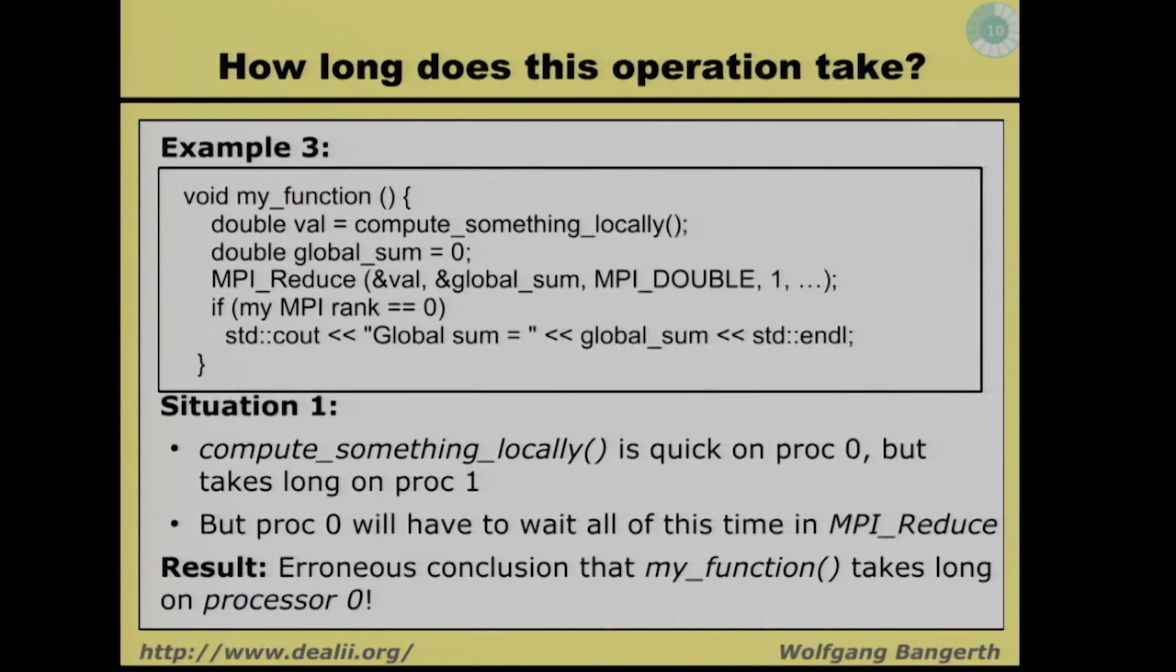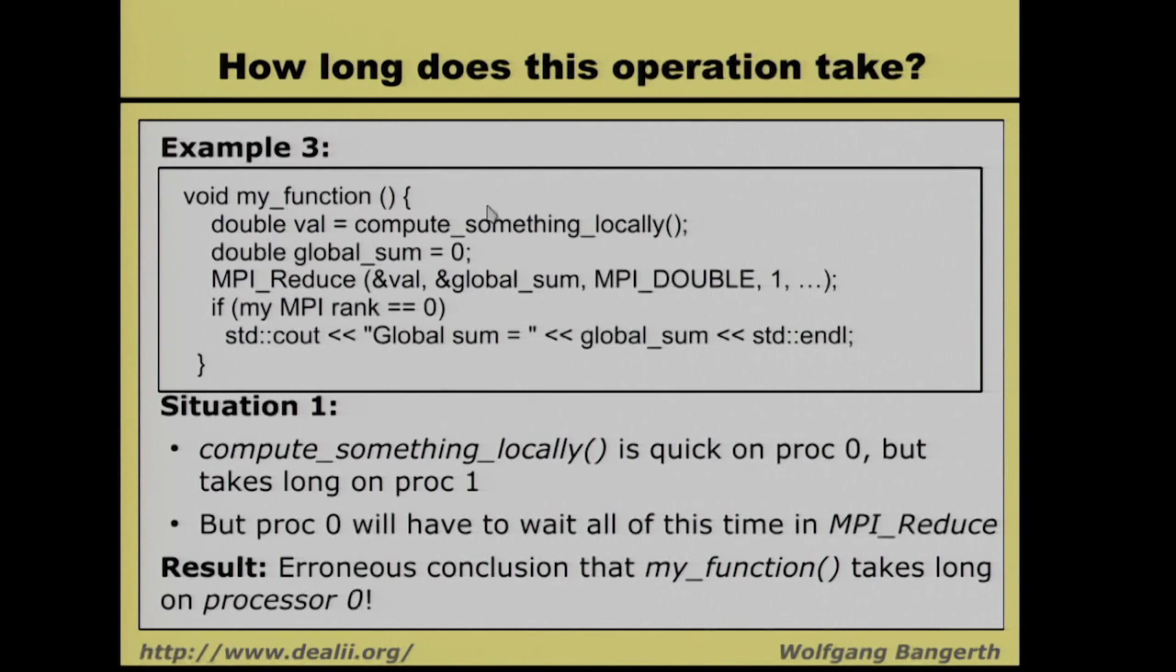So imagine, for example, the following situation. We're in a bigger context here, where this function, my function, does the following. So it computes something locally, okay? Then it computes a reduction operation, and on processor 0, for example, is going to output the result of the reduction operation.